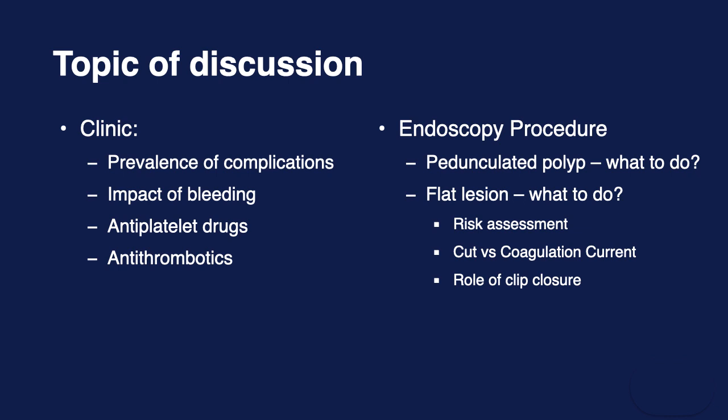During the next 20 minutes, we will talk about the prevalence of complications and their impact, especially of bleeding, the role of antiplatelet drug use and antithrombotic use in patients undergoing colonoscopic polypectomy or resection, and what you do during the procedure when you encounter a pedunculated polyp or a flat lesion. How do you make the risk assessment, what type of current will you use, and what are the benefits of applying clips? So let us start.